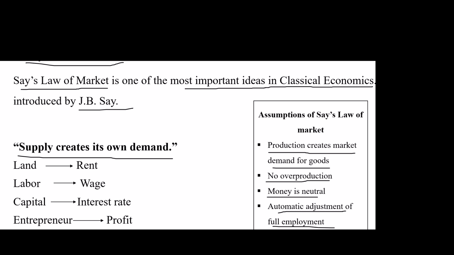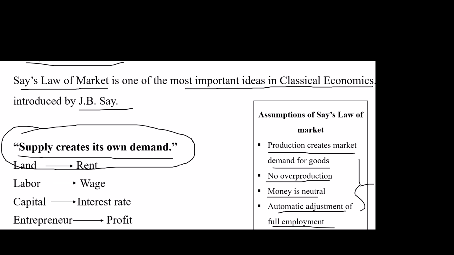These are the main assumptions we already discussed in the first video of this theory. So the classical economists' main thought is that in the economy, supply creates its own demand. First production will start, that production creates income, and then income creates the demand for goods and services.